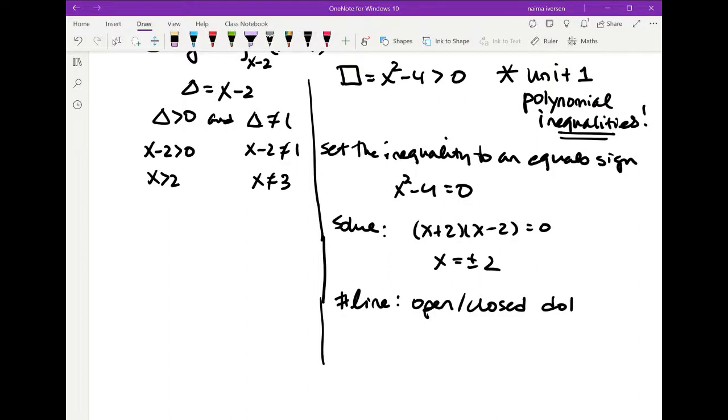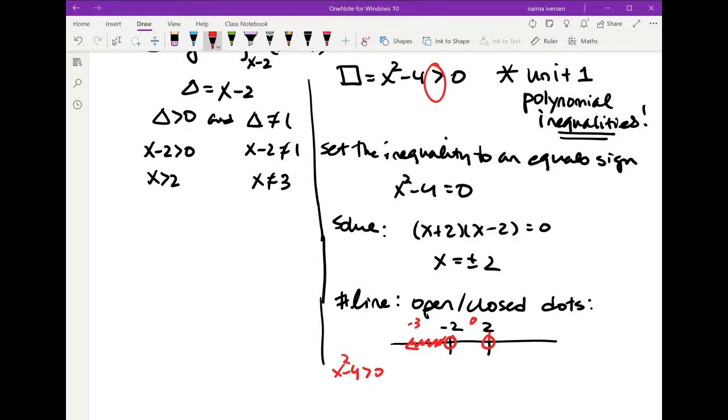Oh, not dots, dots. So we have our little number line, negative 2 and positive 2. Because of the inequality right here, they're going to be open dots. And we are going to be testing x squared minus 4 to be positive. If I test negative 3, 9 minus 4 is positive. I definitely want this section.